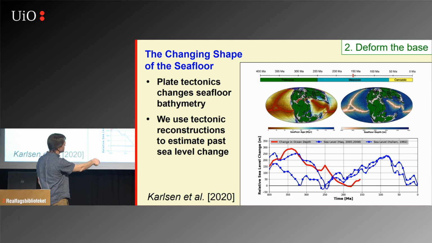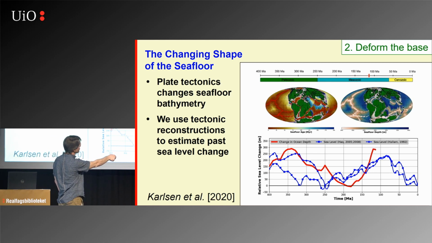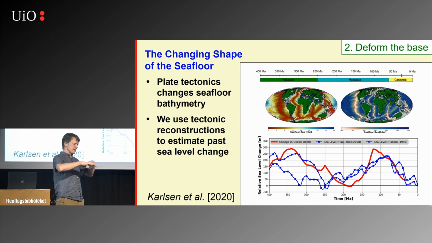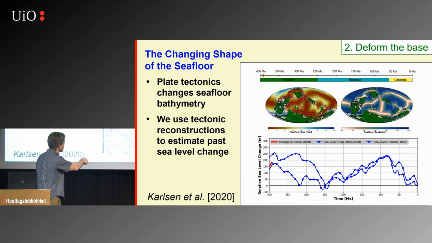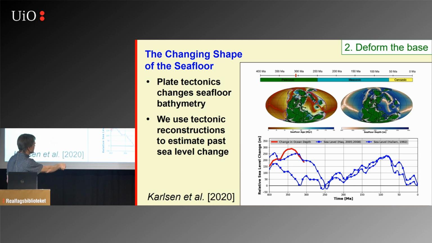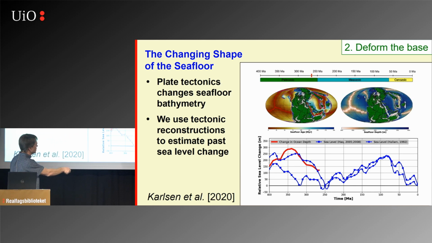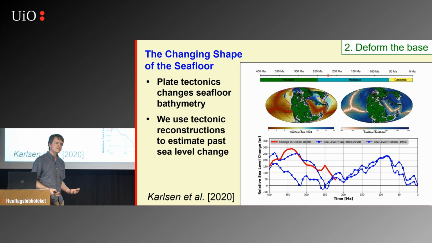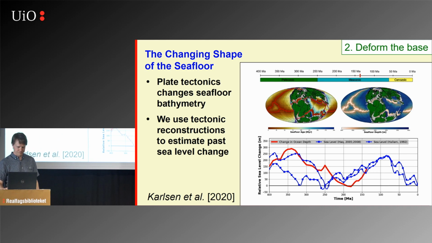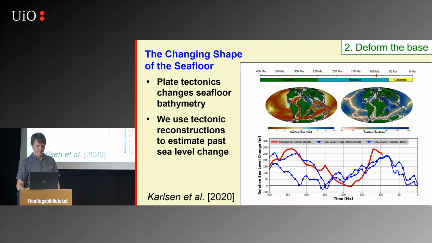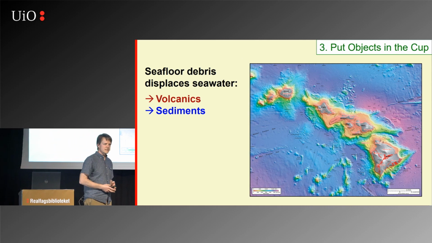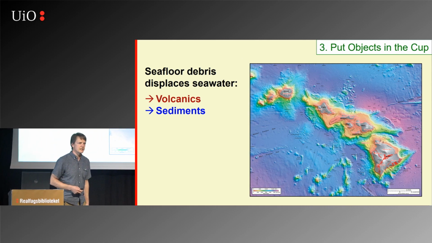You had very few ridges, and now you're accumulating more ridges on the bottom of the ocean, and it displaces seawater and brings it up. So you see that cycle of high sea level before and after Pangea and low sea level during Pangea. That's mostly due to changes in the ridge structures on the bottom of the seafloor. Okay. Another thing you can do is put objects in the cup and displace the seawater.